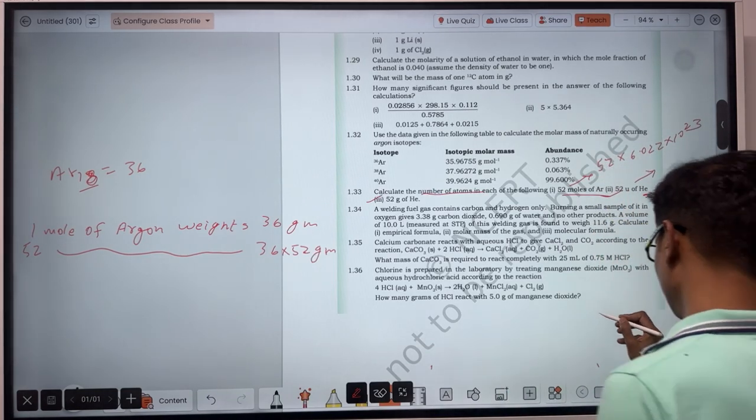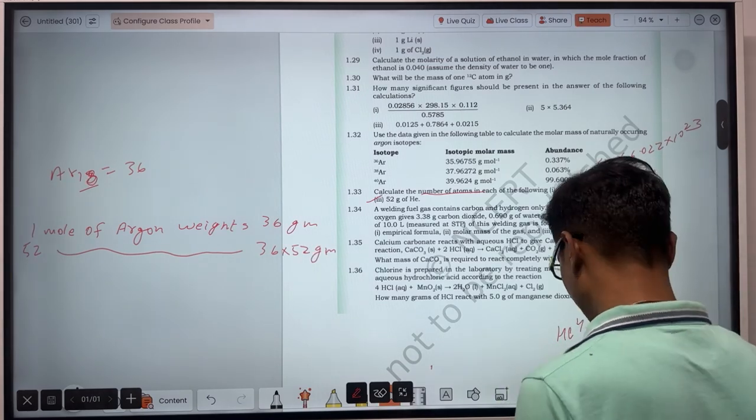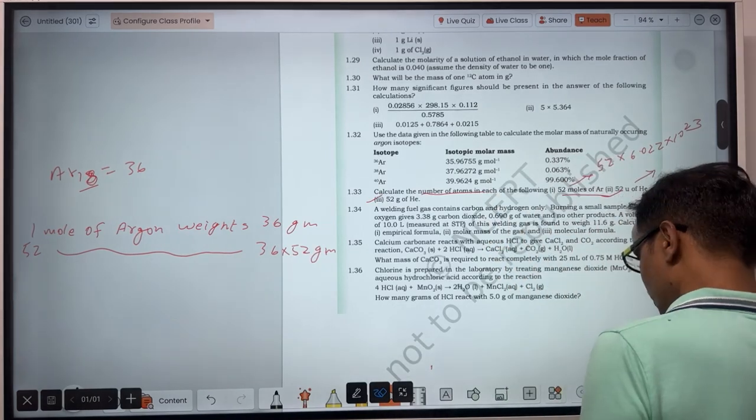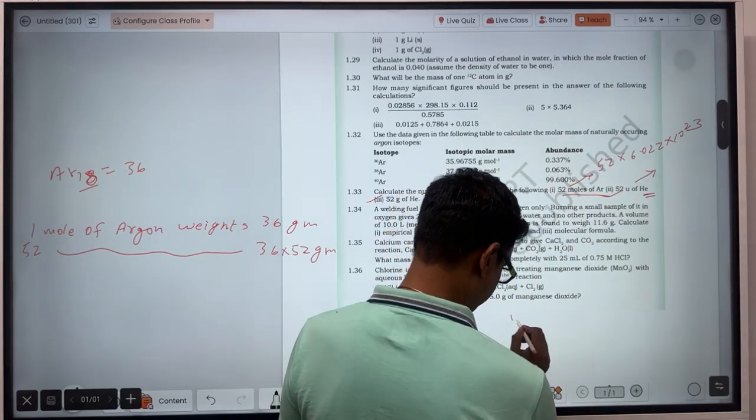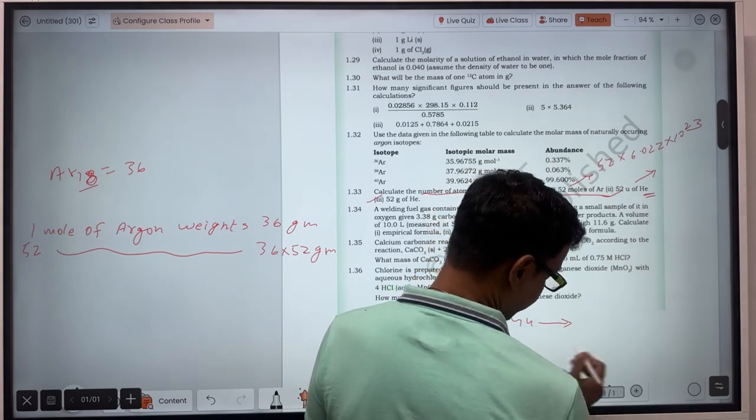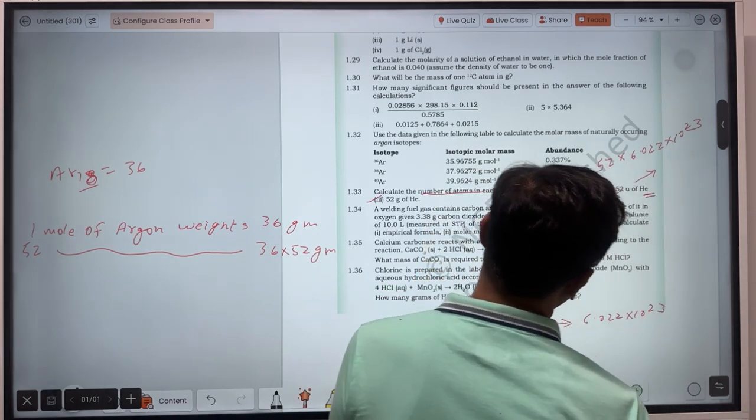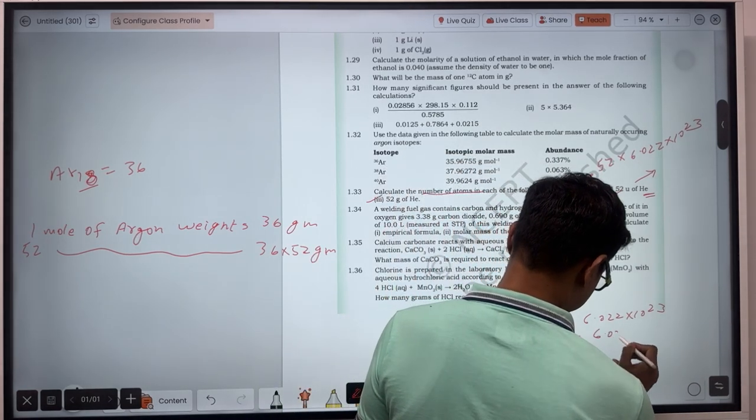52 u of helium. Helium atomic weight is 4. So when there is 4 u, then the number of atoms will be 6.022 into 10 to the power 23. Then how much for 52 u? So same, very simple here.